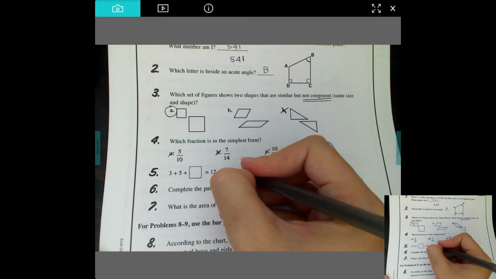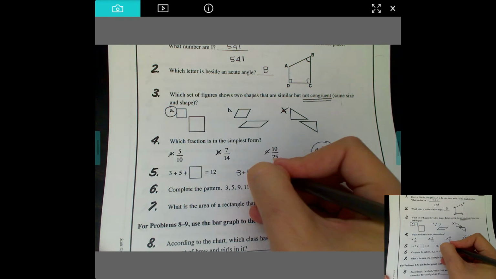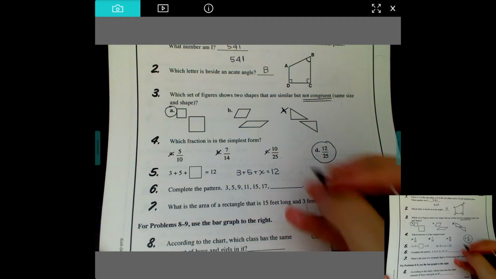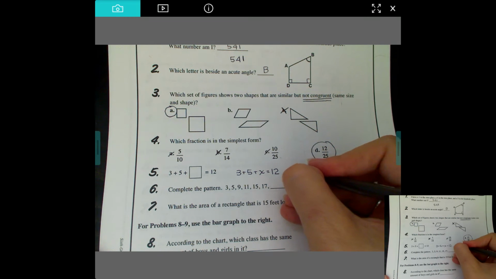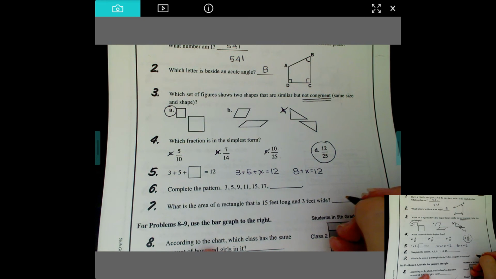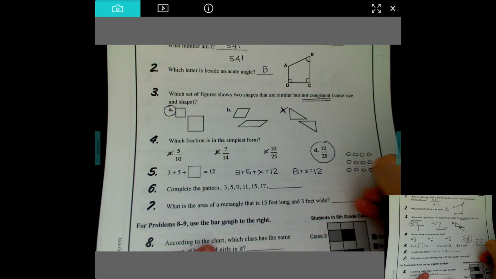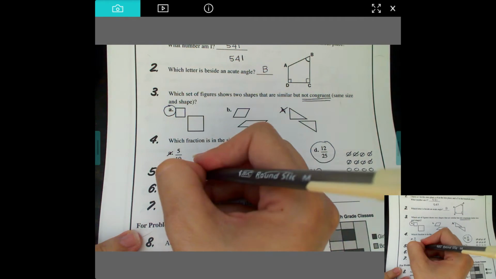Number 5, we have 3 plus 5 plus something equals 12. So essentially, again, we have an algebra problem here. We have 3 plus 5 plus x equals 12. To make this simpler, we're going to add 3 and 5, and we get 8 plus x equals 12. If I want to take this down to that primary or kindergarten level, I'm going to do 3 rows of 4 counters. I know that I have 3, so I'm going to get rid of those 3. And I have another 5, so I'm going to get rid of those 5. So what is left? What is left is 4.